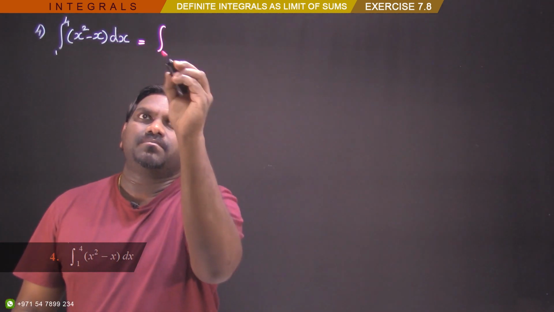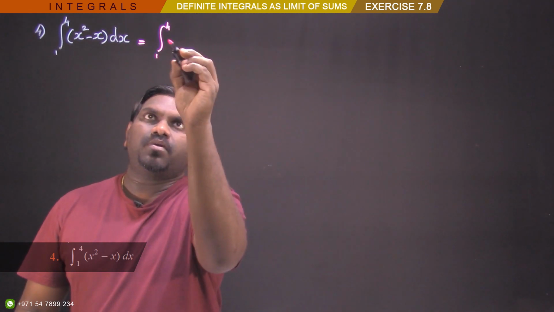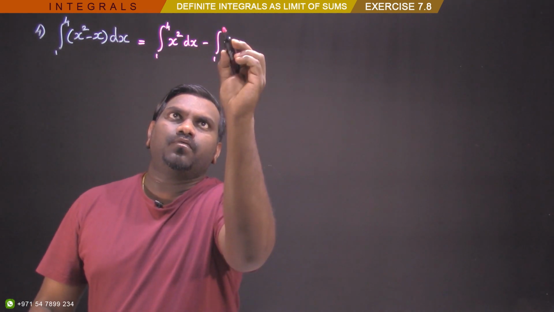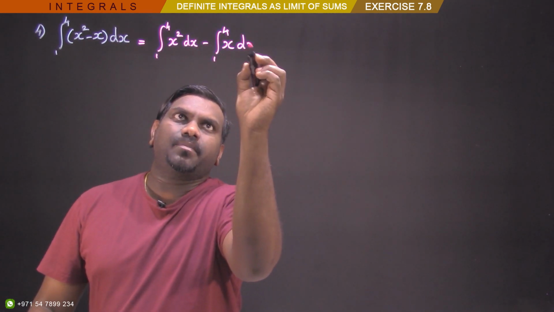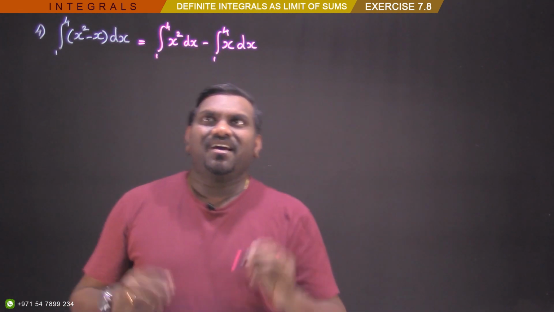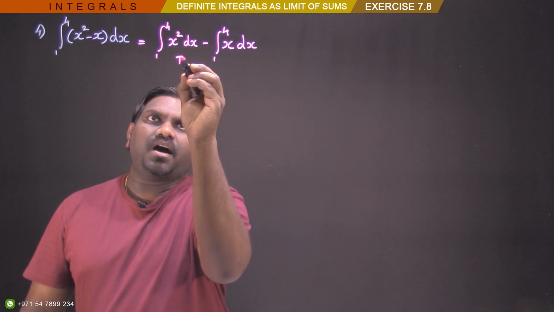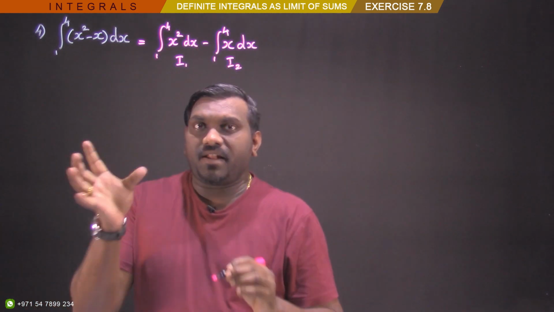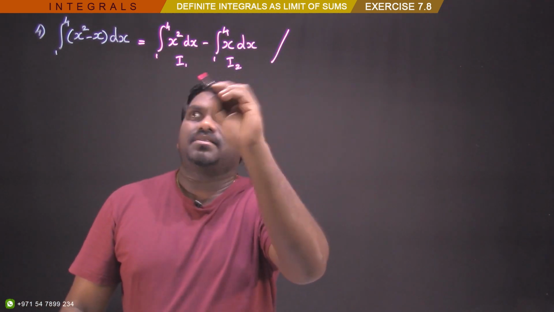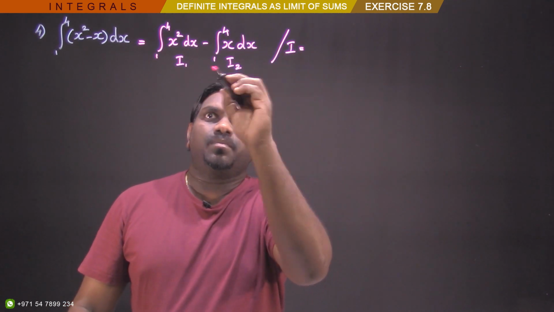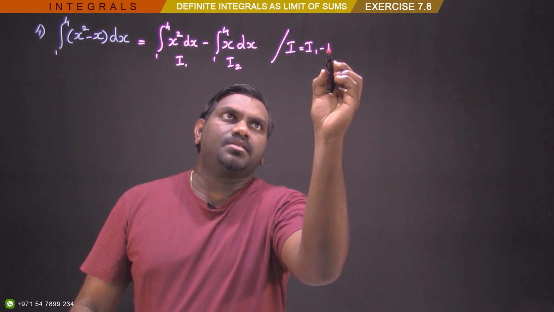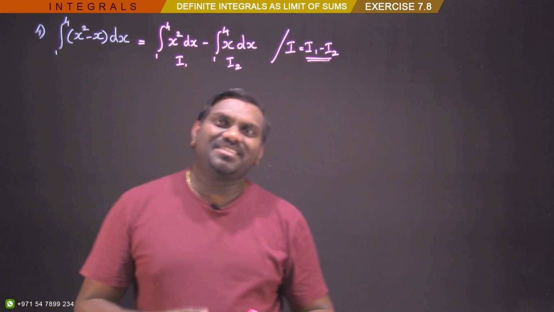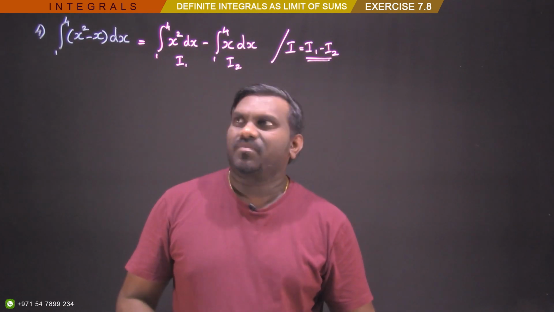So we have the integral of 1 to 4 x square dx, then a negative sign, and the integral of 1 to 4 x dx. So we split it into two. I can say that this is I1 and this is I2. The final answer will be I, which would be I1 minus I2 dear. We need to find that at the end. So let's find what is I1 first.